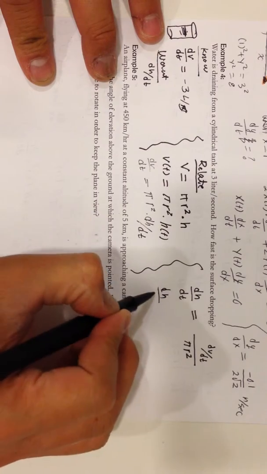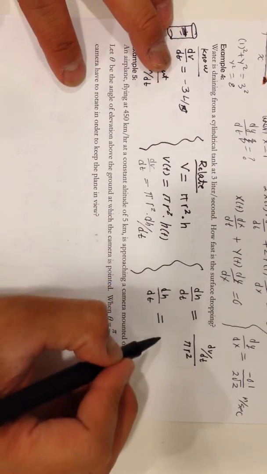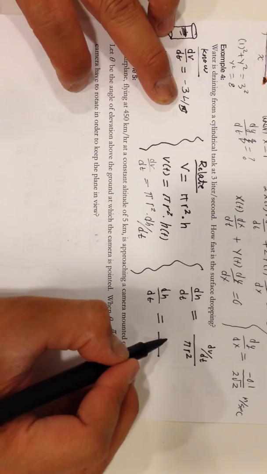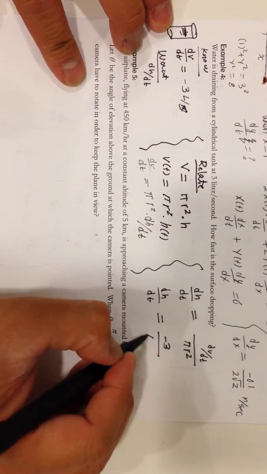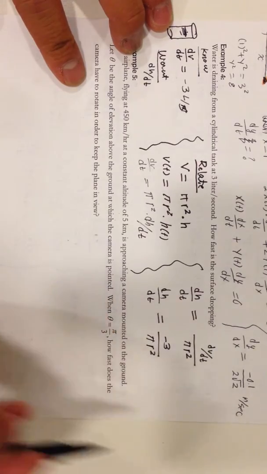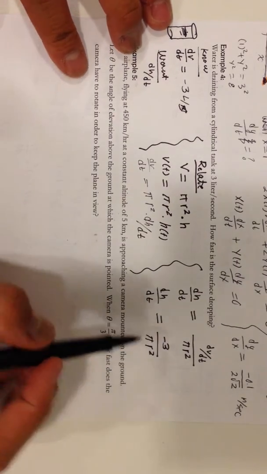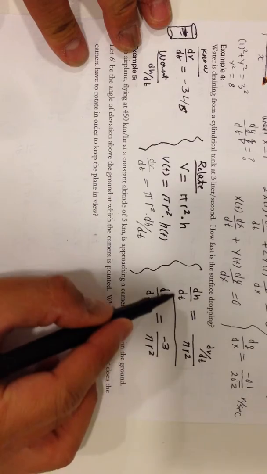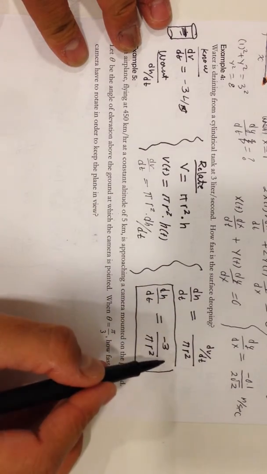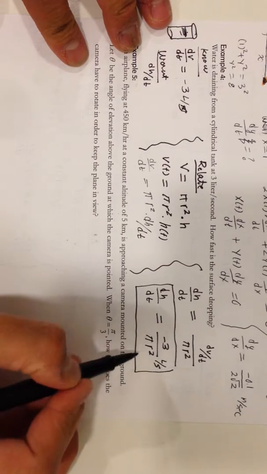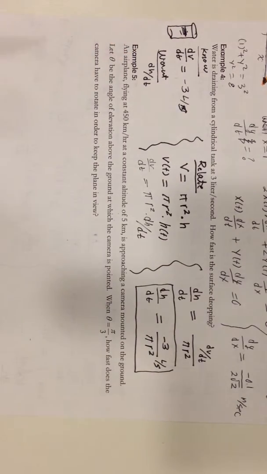Now we replace what the change in the volume is. The change in the volume is negative 3 liters per second, and then pi r squared. Because we don't know what r is, this is the best we can do for this problem. So the rate at which the height is changing is negative 3 liters per second over pi r squared. Alright, very good.